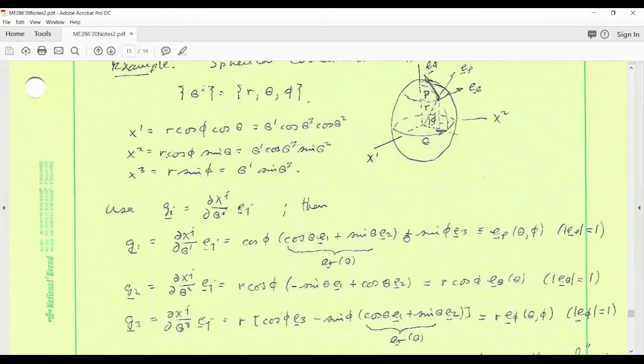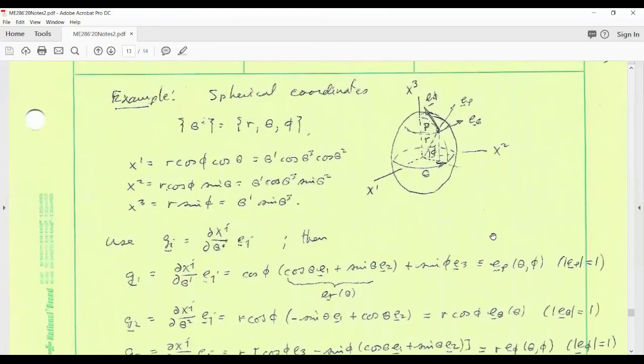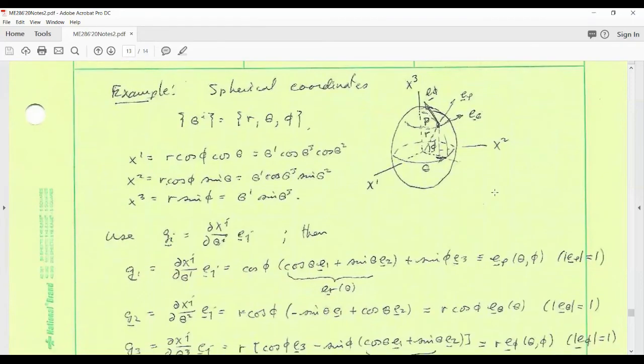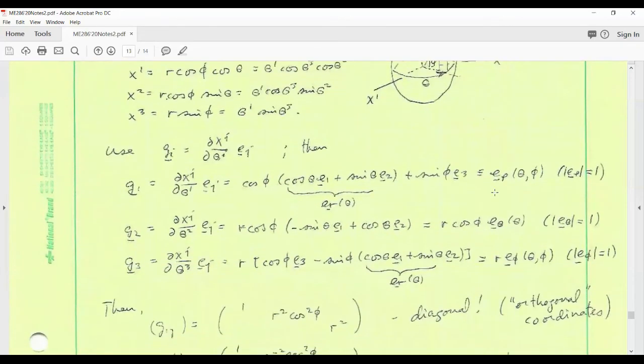Cosine phi times this unit vector plus sine phi times this unit vector. Because these unit vectors are orthogonal to each other, the result will simply be another unit vector. In fact, you can see that that unit vector will simply be E sub rho. We'll call it E sub rho, which points straight up into space. If you're on the surface of the Earth, you look straight up. The unit vector in that direction is E sub rho. So G sub 1 is a unit vector, pointing straight up from the origin.